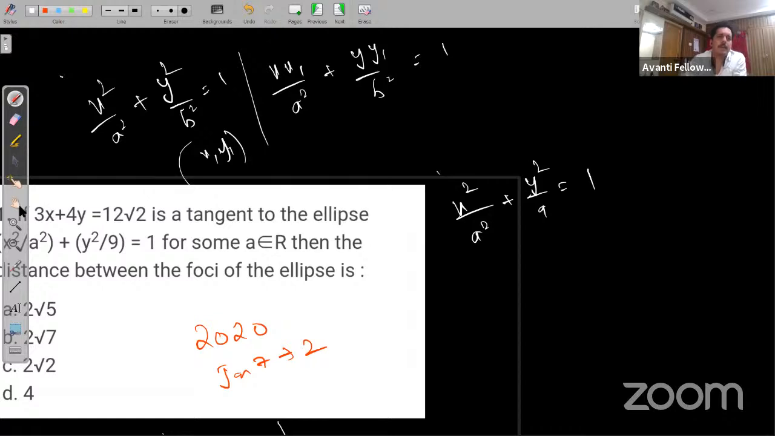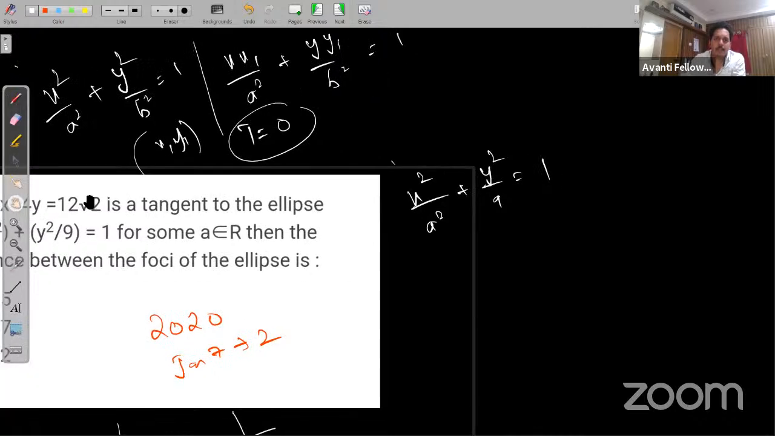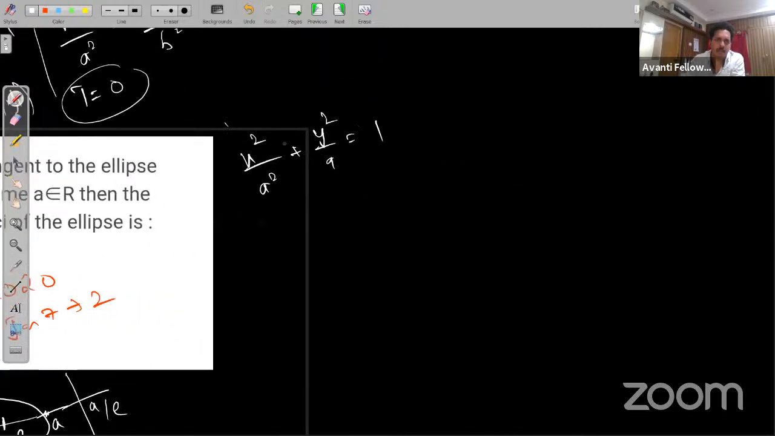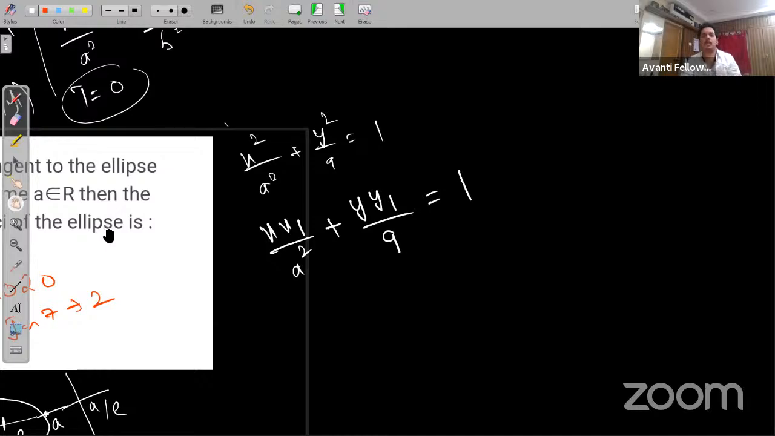We know this is also called T equal to 0, right? Okay. So now please tell me for this one, what is my equation of tangent? It is x1 by a square plus y1 by 9 is equal to 1. So this is what we got.